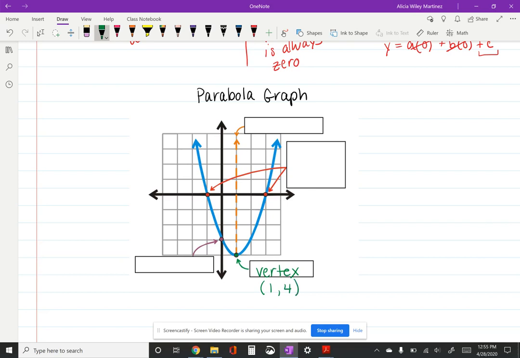The dashed line, as you can see going down the middle here, is what we call the axis of symmetry. Remember, the axis of symmetry is a vertical line. Any vertical line is represented by an equation, x equals. And this is going through where x equals 1. So the equation for the axis of symmetry is going to be x equals 1.